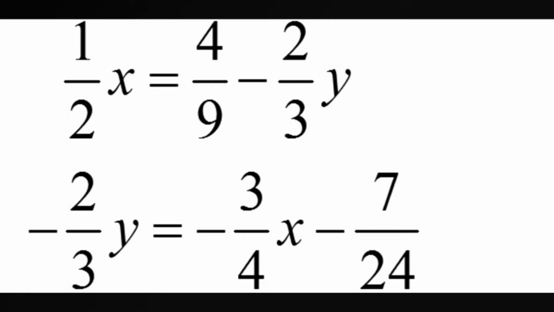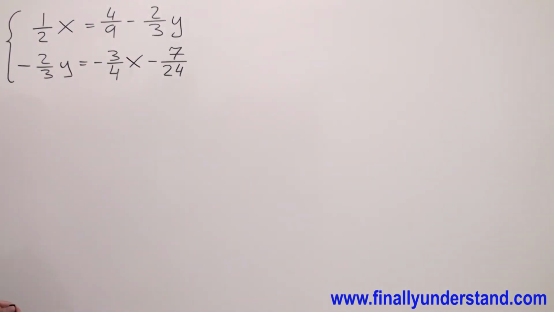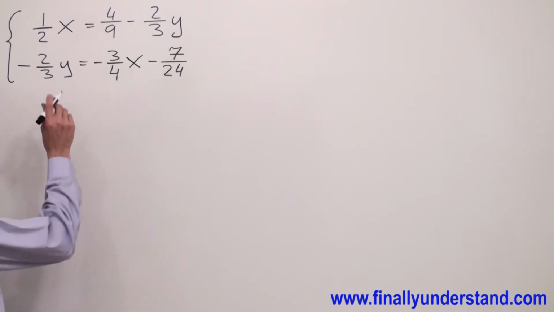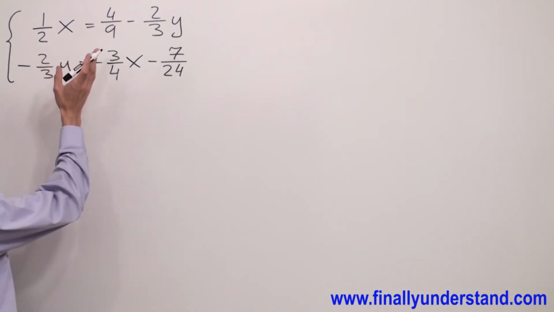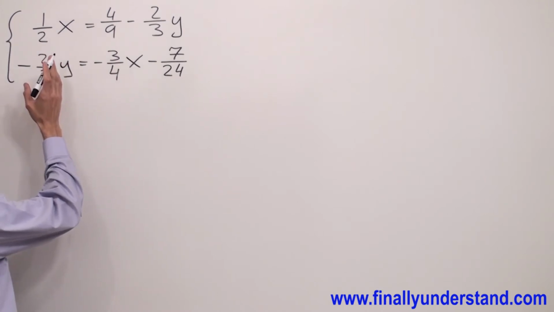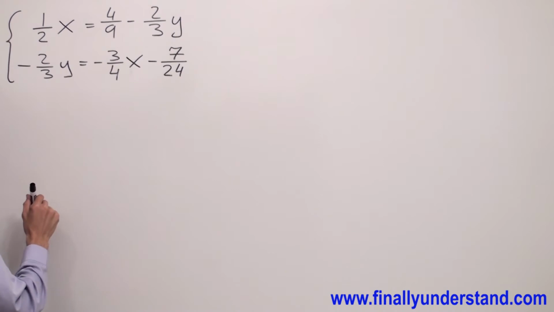We have another example on the board. Before we perform any operations, we're supposed to organize both equations. We're supposed to make sure that the variables x and y are on the left side of the equation and all constants are on the right side.